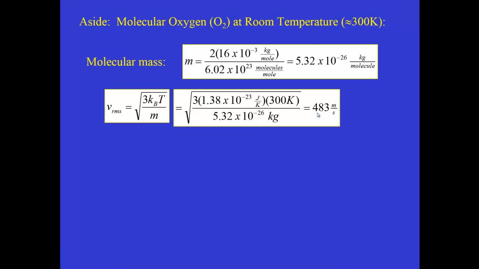So gas molecules that are whizzing around inside the room where you are right now are moving at several hundred meters per second. And of course, that will depend on the temperature, but also on the mass. So if we have hydrogen gas around, along with oxygen gas, we would expect the hydrogen molecules to be moving quite a bit faster because they have a smaller mass.